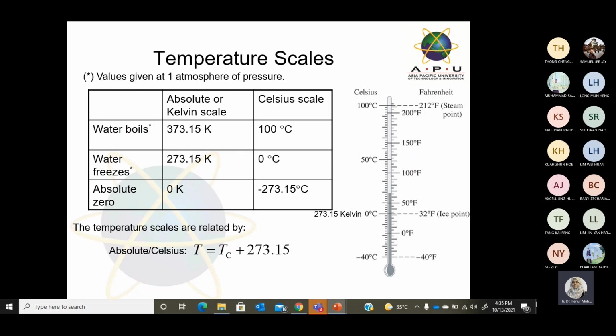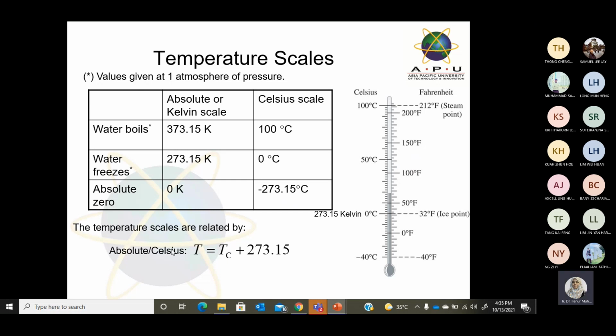Next is the scale. Water boils at 373.15 Kelvin, 100 degrees Celsius in the Celsius scale. So this I believe you know. Water freezes at zero, and absolute zero is negative 273.15. Okay.